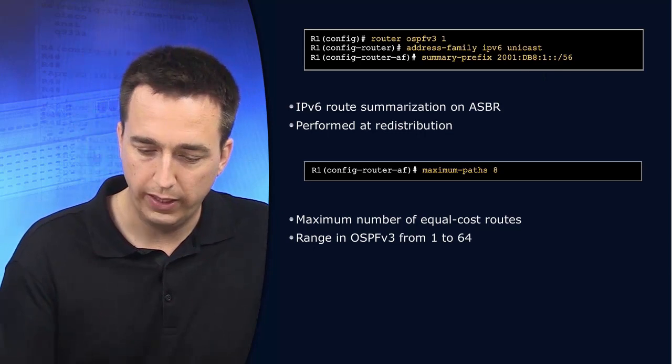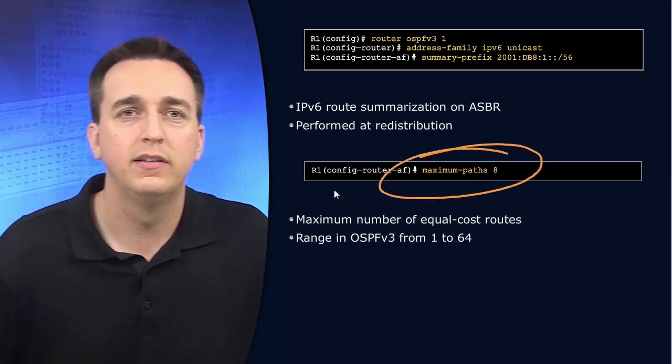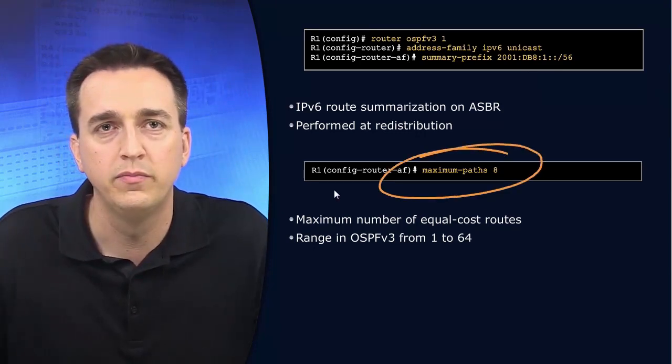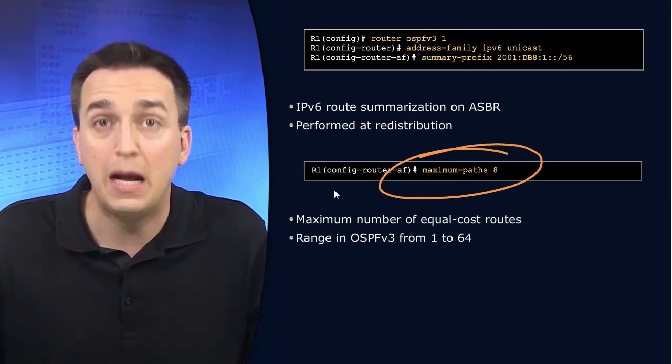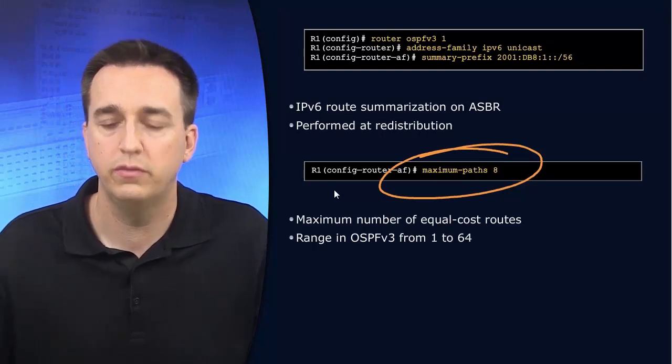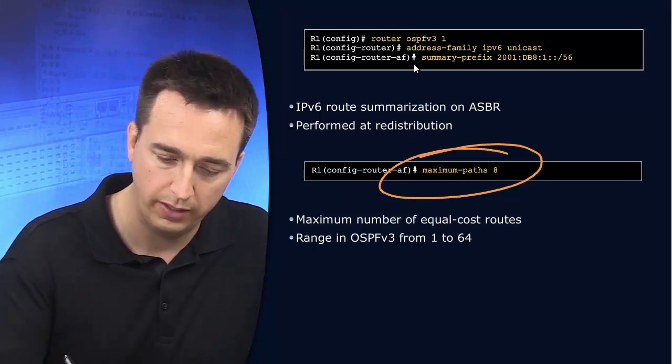Down here, we got a great example of the maximum paths command. Specifically, we are configuring it in the IPv6 address family configuration mode. It's just a continuation of the configuration we had up here. That's all they're showing us.